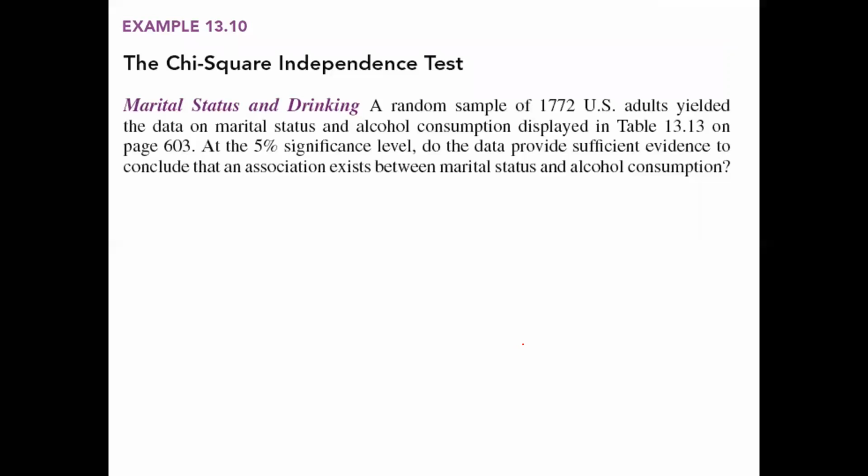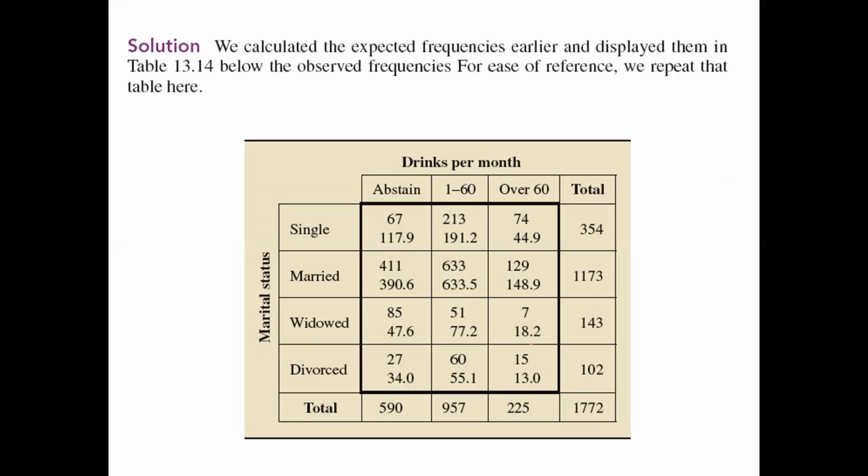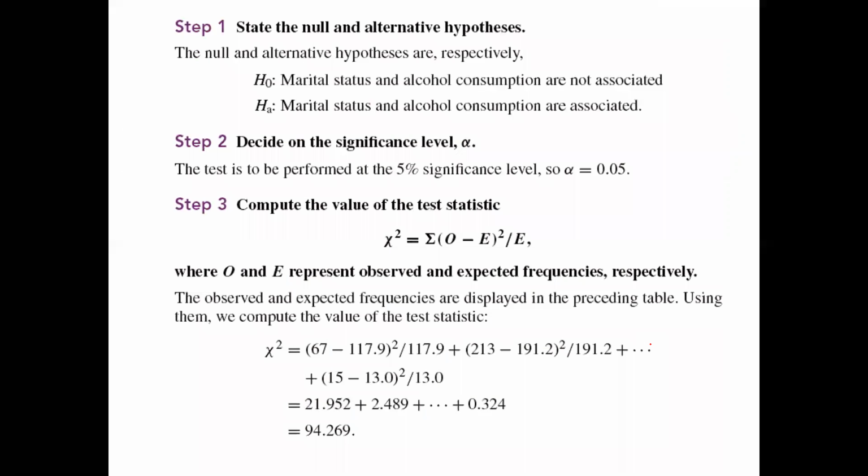Now we can apply the procedure. Null hypothesis: marital status and alcohol consumption are not associated; the alternate hypothesis says they are. Alpha is 0.05. The formula is chi-square equals the sum of (O minus E) whole square divided by E, and the sum applies to the whole expression, not only the denominator. The calculated value is 94.26. This is known as the chi-square observed value, and we want to find the critical point.